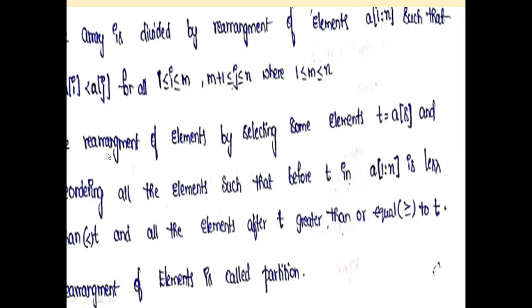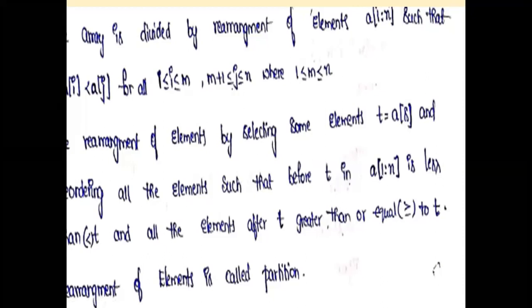Now the rearrangement of elements is done by selecting some temporary element t equal to a of s, which is the partition element. By rearranging, all the elements before t are less than t, and all the elements after t are greater than t. So you are dividing into two subarrays.